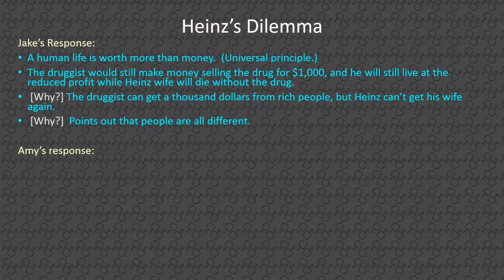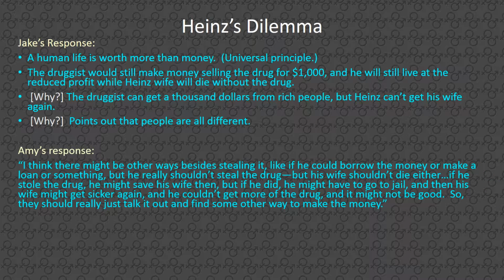Amy, on the other hand, says that Heinz shouldn't steal the money. She says, I think there might be other ways besides stealing it, like if he can borrow the money or make a loan or something, but he really shouldn't steal the drug. But his wife shouldn't die either. If he stole the drug, he might save his wife then, but if he did, he might have to go to jail, and then his wife might get sicker again, and he couldn't get more of the drug, and it might not be good. So they really should just talk it out and find some other way to make the money. Regardless of further prodding, Amy would not alter her answer.